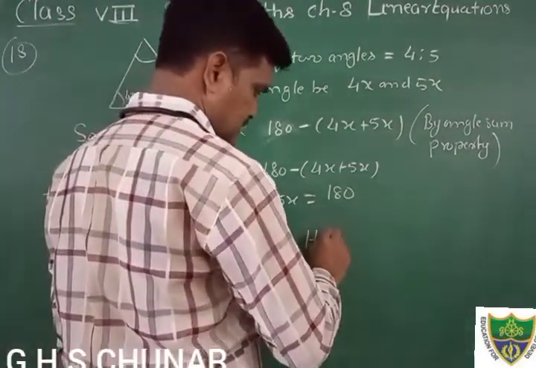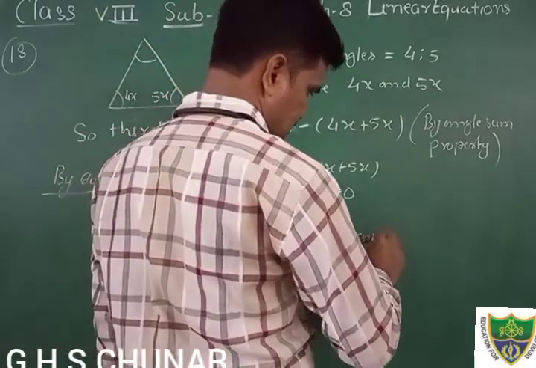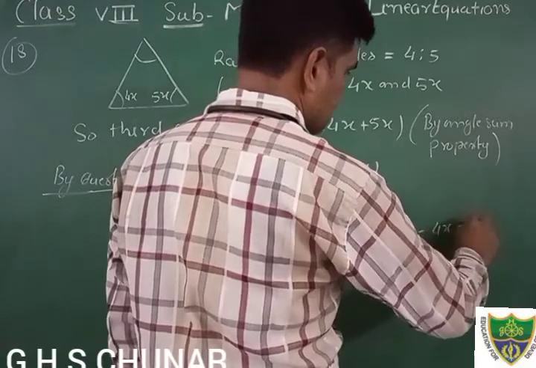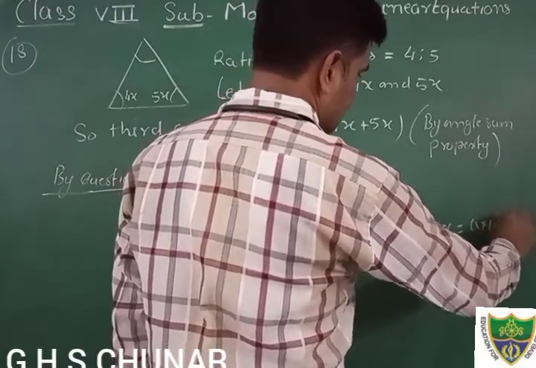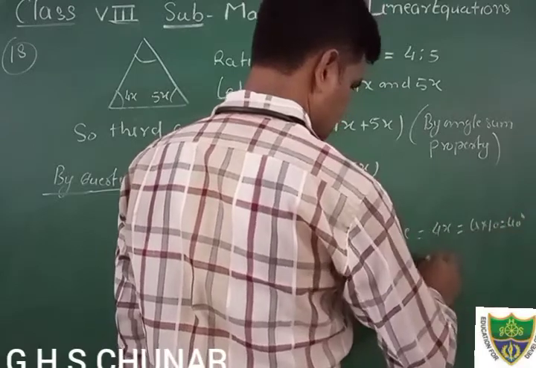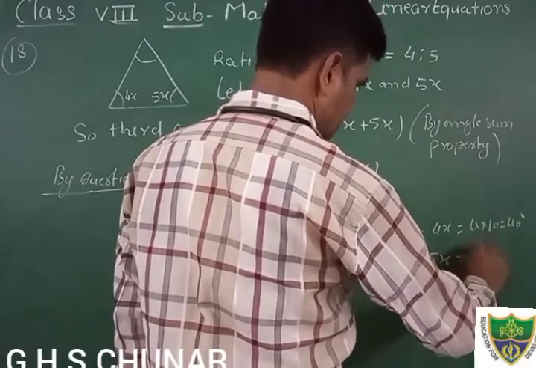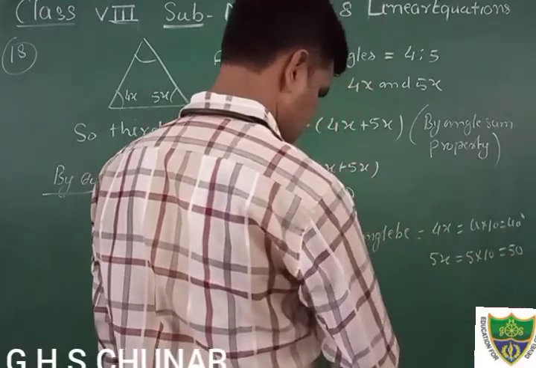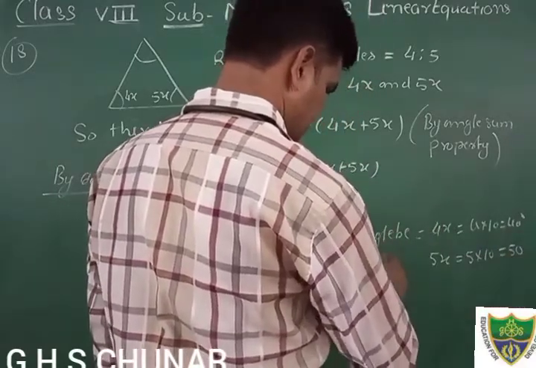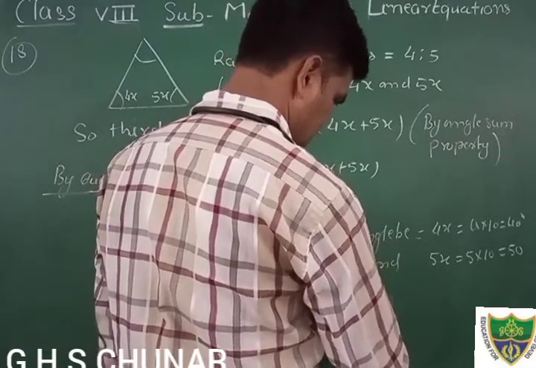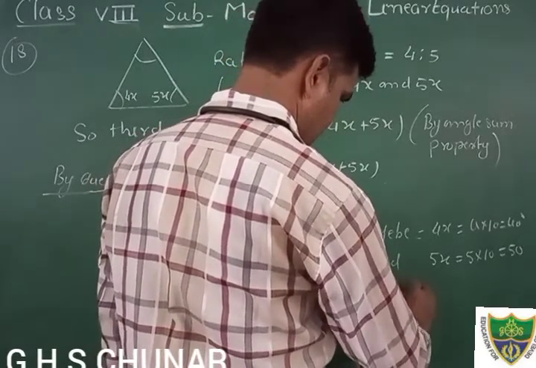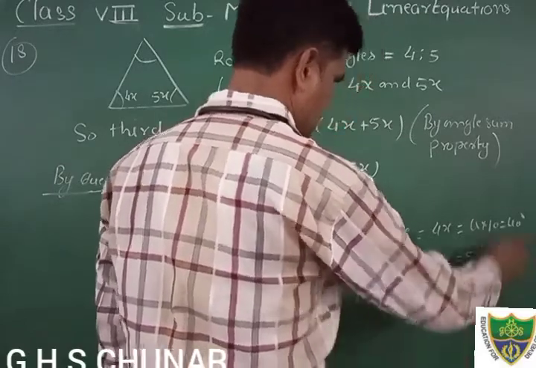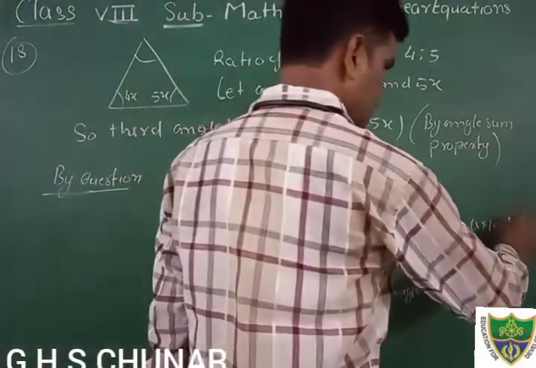Hence, the angles are 4x, that is 4 into 10, 40 degrees, and 5x, that is 5 into 10, 50 degrees. First, that is second. Now the third angle will be 90 degrees. Okay, you note it.